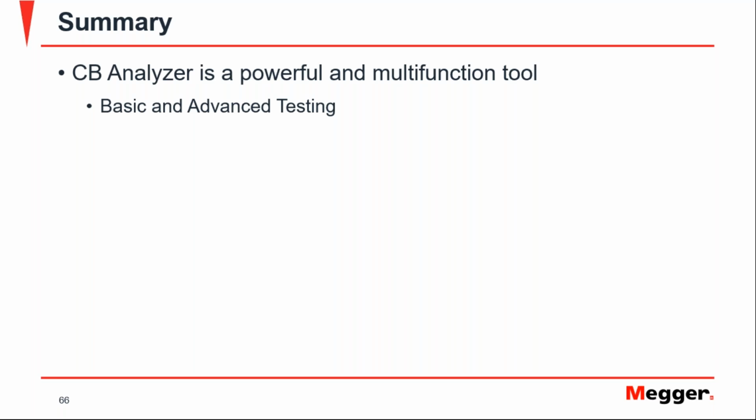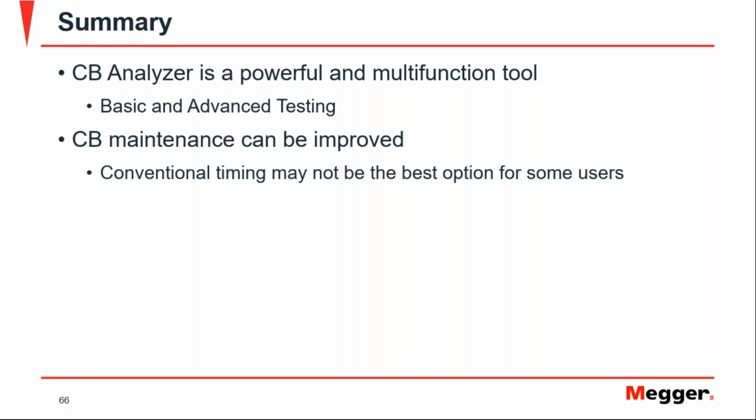Of course, you need accessories, but you can have a circuit breaker analyzer that will be able to do all of these things, and then you decide what you want to add to your testing procedures. And that is the other thing, that testing procedures and circuit breaker maintenance can be improved. And my main point here is that probably conventional timing and travel measurement may not be the best approach for you.